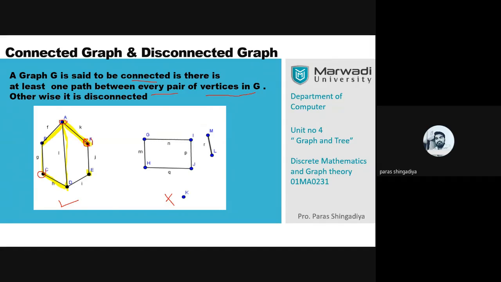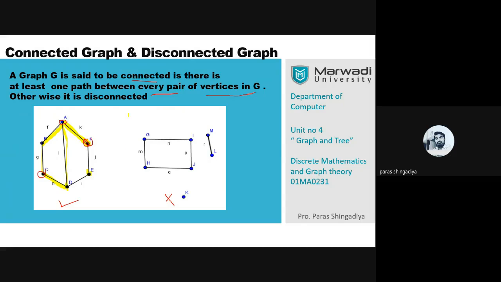There may be multiple paths, depending on the graph's situation. But our condition is that at least one path should exist between any pair of vertices. So that graph is connected, and now this one is disconnected.